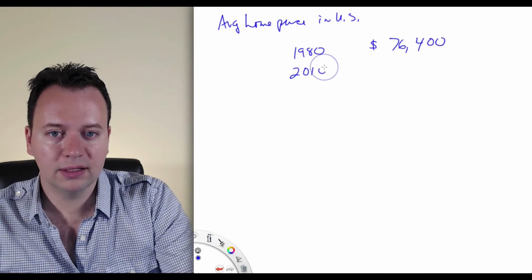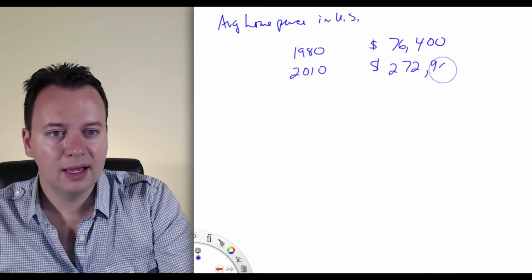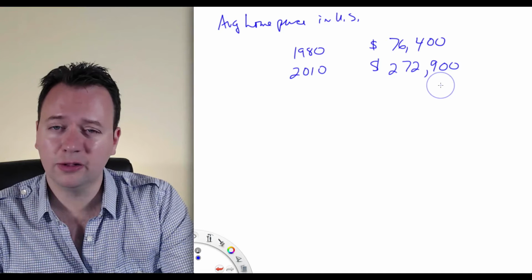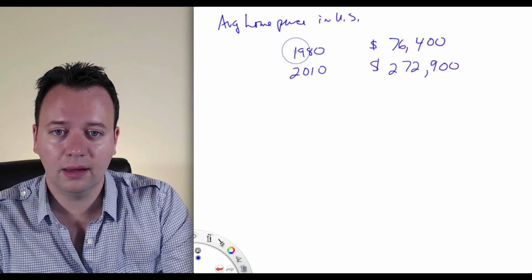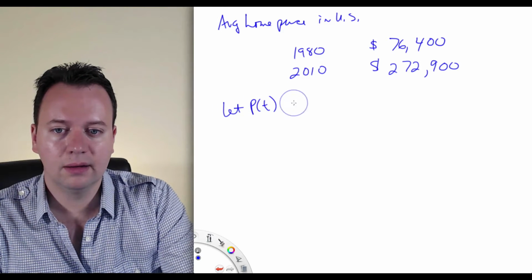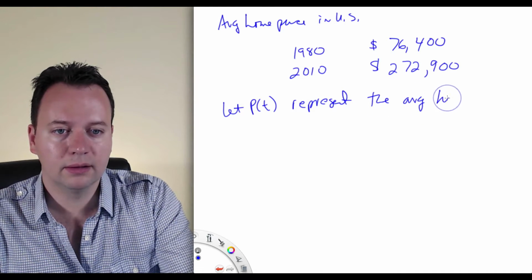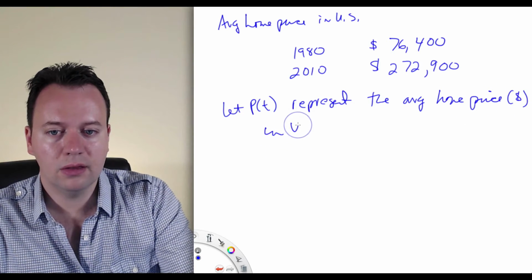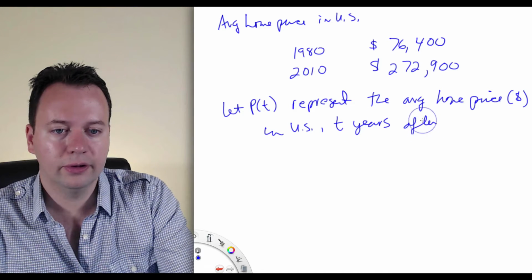And then in 2010, the average home price in the United States was $272,900. So let's model this as exponential growth starting at time t of 1980. So let P of t represent the average home price, in dollars, in the United States, t years after 1980.